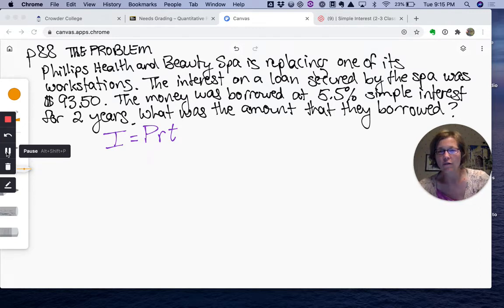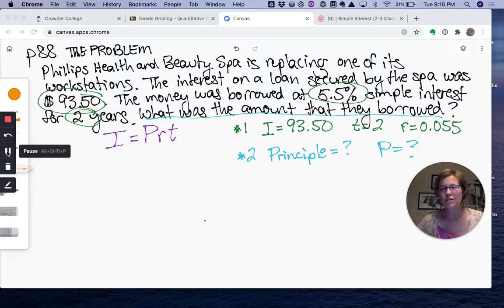So we've got a loan. We're trying to find what? The amount that they borrowed. Which letter represents the amount that they borrowed? Hopefully you said P, principal. If so, you're right. Questions 1 and 2 on page 88 are just trying to walk us through this process. We're supposed to identify what the different variables are and what it is that we're looking for. So that's 1 and 2.